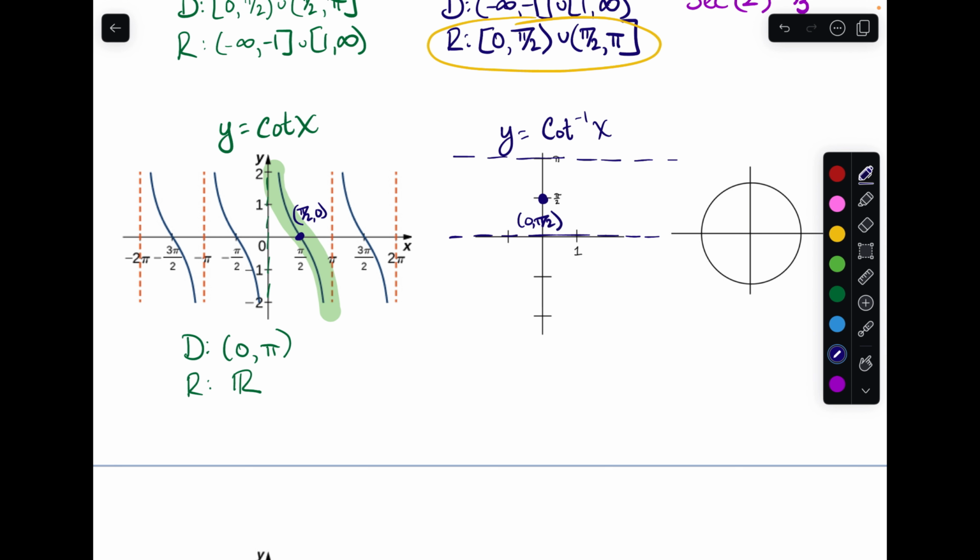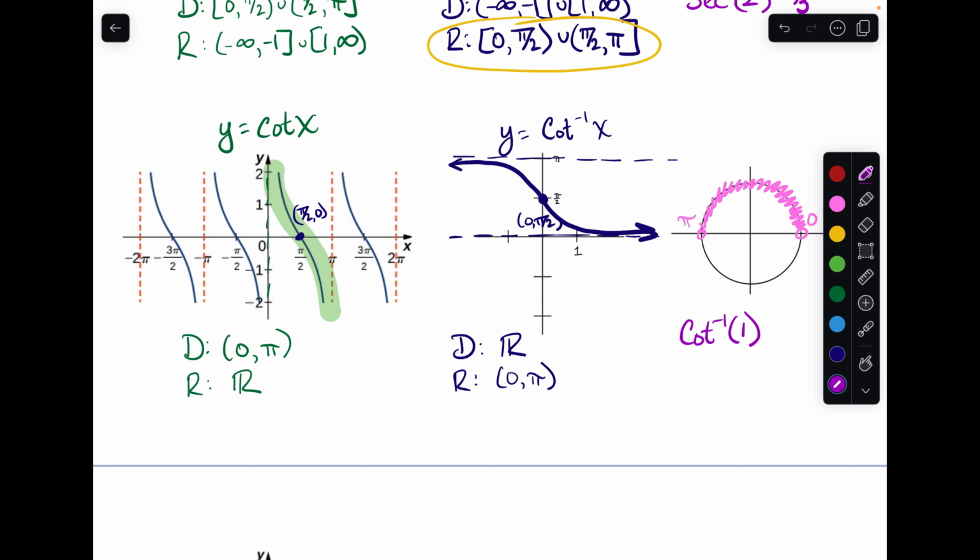The original graph was decreasing. This graph is also decreasing. The domain of this is all real numbers. The range is only 0 to pi. And that 0 to pi tells me it's everything from 0 over here to pi over here. I have the open circles there only because I know I'm not including either of those values. They're undefined. And again, if you want to do an example of an inverse here, this would be inverse cotangent of 1. Where is cotangent the value 1? That would be a pi over 4.